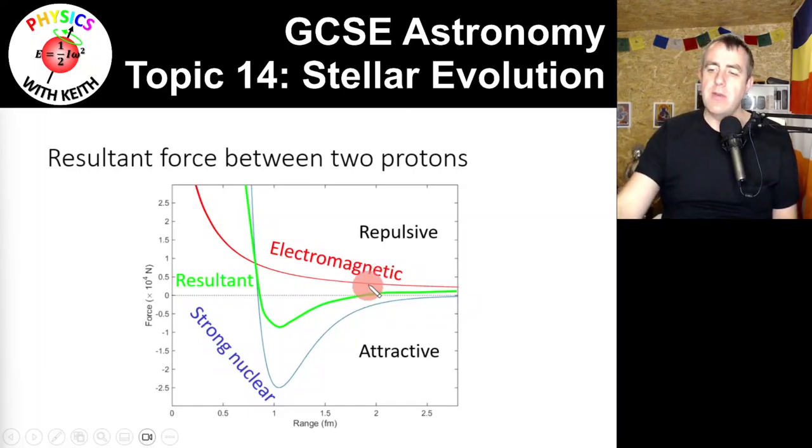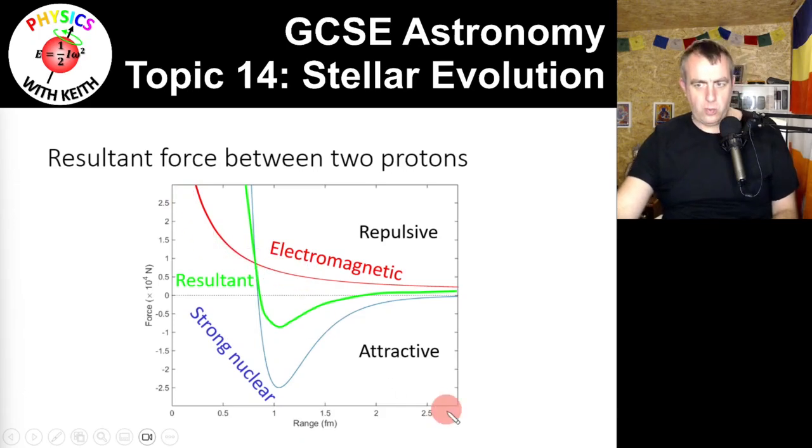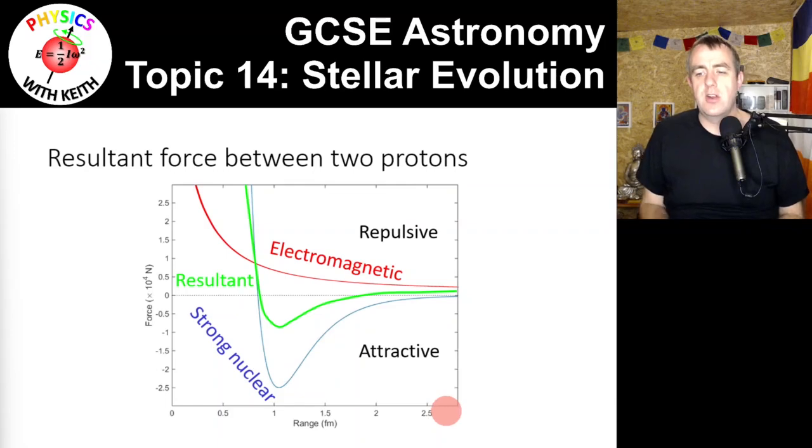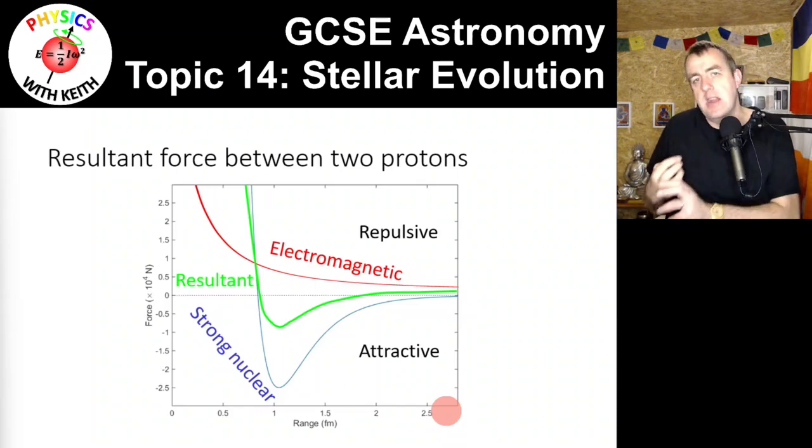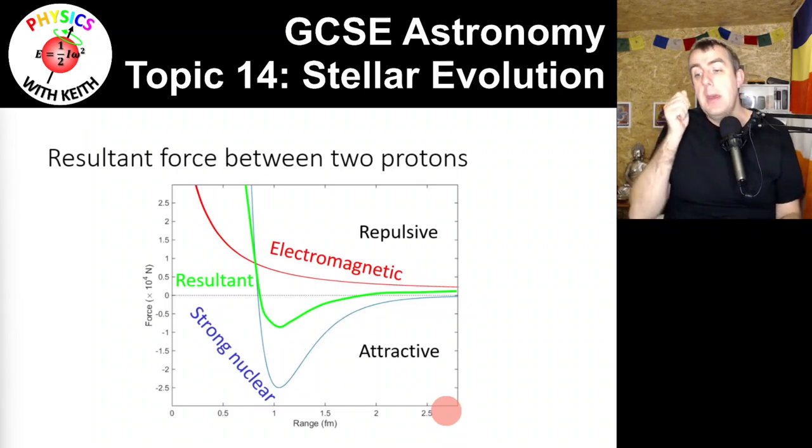So you've got that repulsive force that increases in magnitude quite significantly as the protons get closer and closer together. But there's another force. If it was only the electromagnetic force, then you'd never be able to get protons to combine into a single particle and would never get nuclear fusion happening. But there's another force, the strong nuclear force.